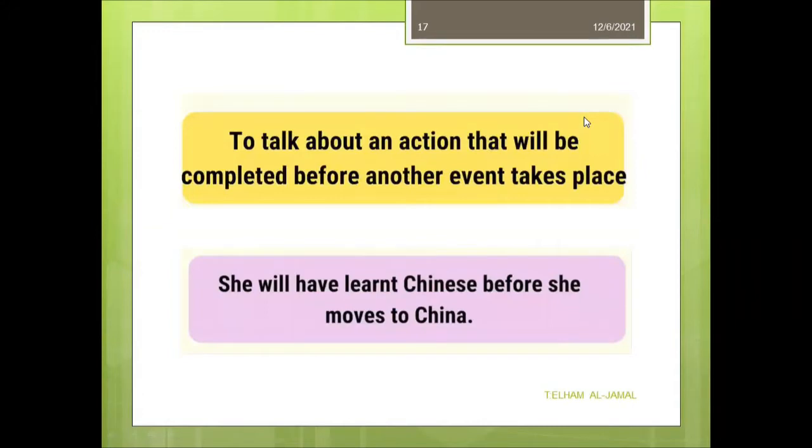The function of this sentence is to talk about an action that will be completed before another event takes place.